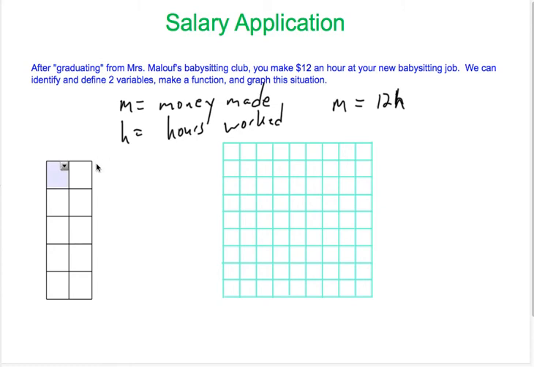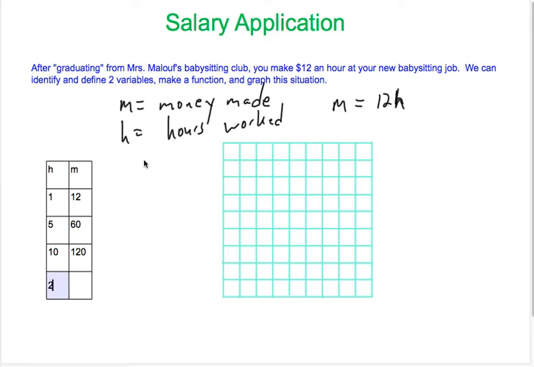So we could call this hours worked, and the money we make depends on hours worked. And we're not going to have negative hours because you can't work negative hours. So we could start at 1 and see what happens there. So if we work 1 hour, 1 hour times 12 is going to be $12. And if we work, say, 5 hours, 5 hours times 12, that's $60. And if we work 10 hours, it's a little easier. 12 times 10 is $120.